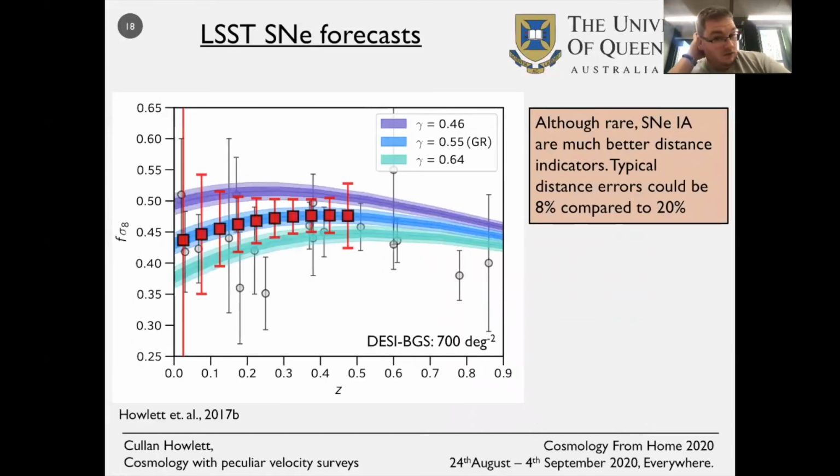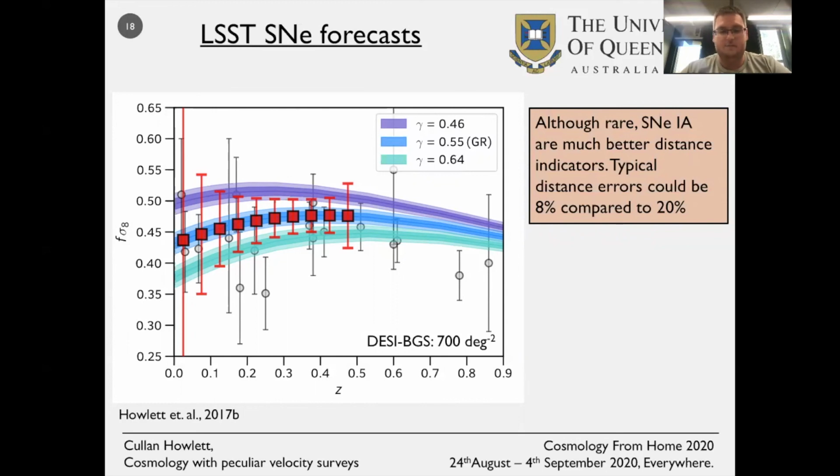And although rare, Type 1a supernovae are really going to become dominant in this field, I think, over the next few years, especially with LSST, because they're much better distance indicators than Tully-Fisher relation and fundamental plane. They have typical distance errors of about 8% compared to 20%.